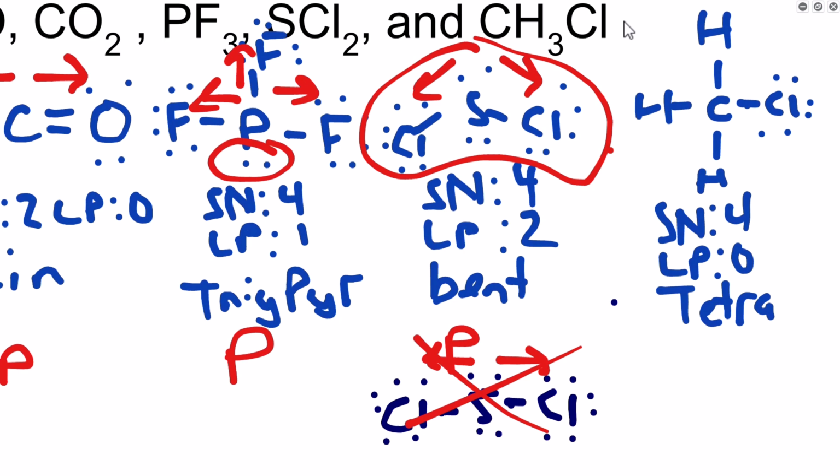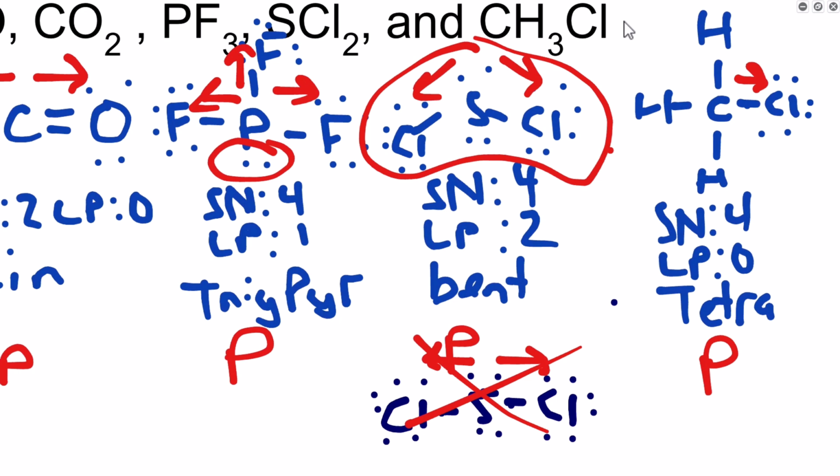Last one here is CH3Cl. Remember that carbon and hydrogen bonds are considered nonpolar. We have a carbon-chlorine bond here. The dipole arrow points to the right. There's nothing that's counteracting it. There's nothing that's canceling it out. So this molecule is also polar.